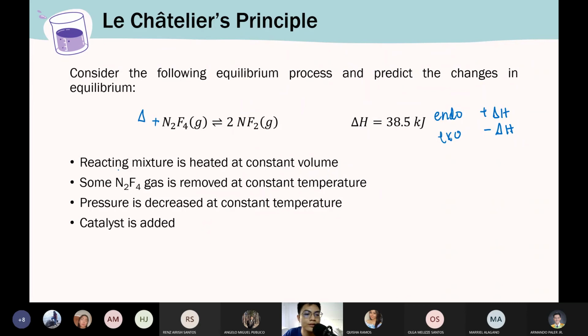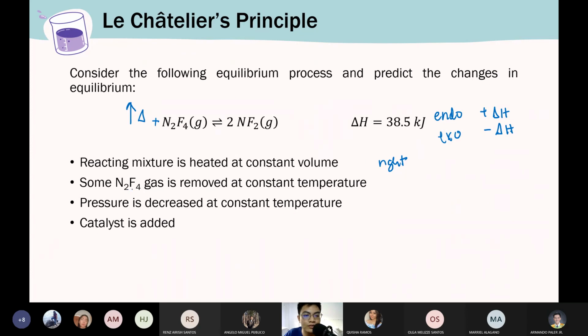Okay? So, ito, basahin natin. Reacting mixture is heated at a constant volume. So, tinaasan mo daw yung heat. So, dumami yung reactant. So, the direction of the reaction is to the right. Okay? Kasi dumadami yung heat, dumadami yung reactant. Bakit nasa reactant yung heat? Kasi endothermic. Okay? So, kung tinaasan mo yung heat, dadami yung reactant. So, to the right yung reaction mo. Kasi ito yung marami. Pupunta sila doon.